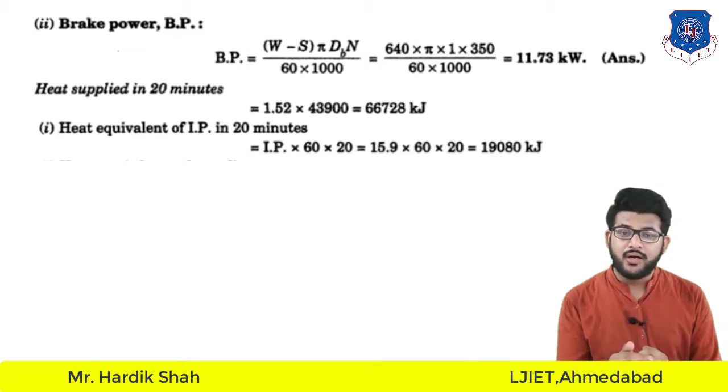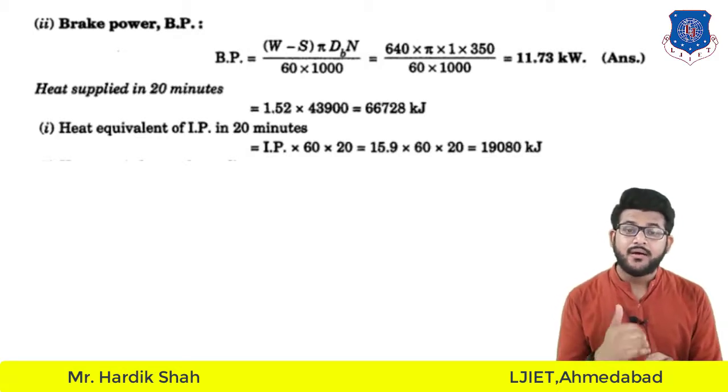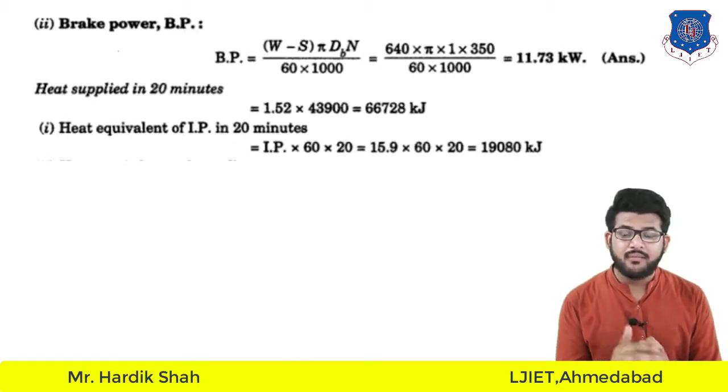Okay, so what will we do? IP is given, IP was found 15.9. It was per second, so per minute it will be 60, and there are 20 minutes, so we will multiply by 20 more. So you will get the answer of 19080.